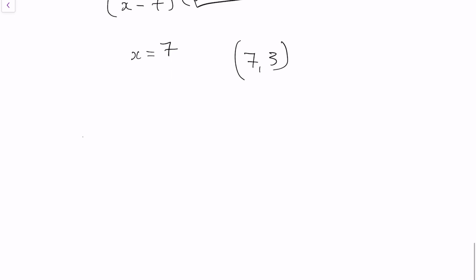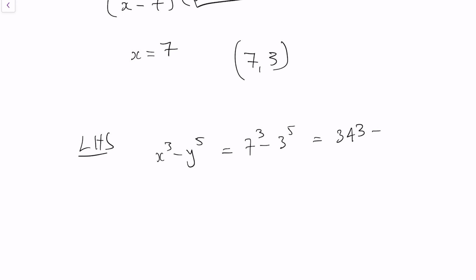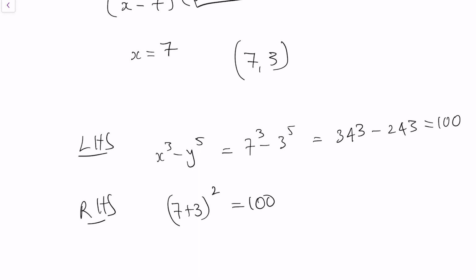Just to check, the left-hand side was x cubed minus y to the 5, so that's equal to 7 cubed minus 3 to the 5. Well, 7 cubed is 343, and 3 to the 5 is 243, which gives us 100. And the right-hand side is x plus y squared, so it's 7 plus 3 squared, which is equal to 100. So it solves the question.